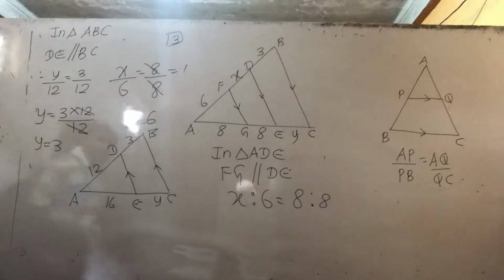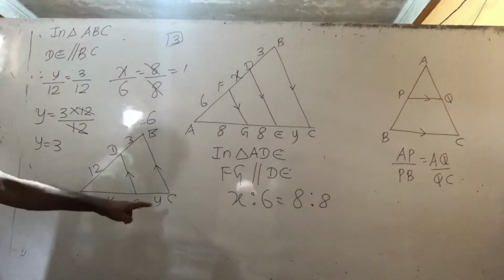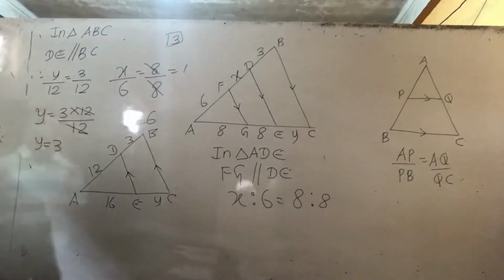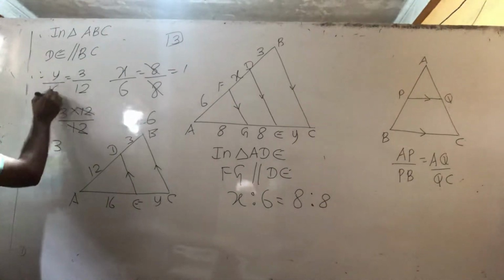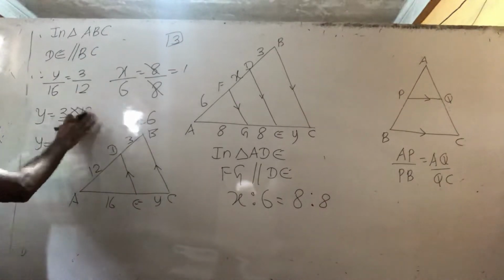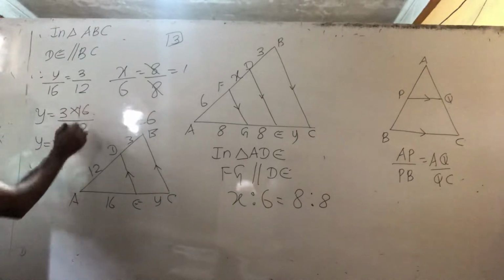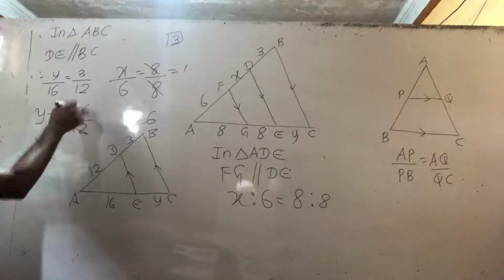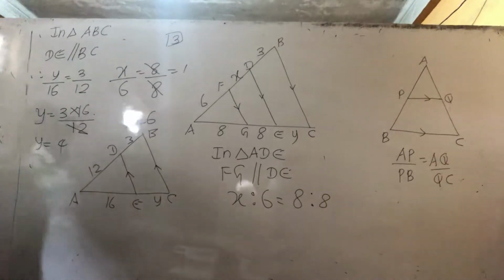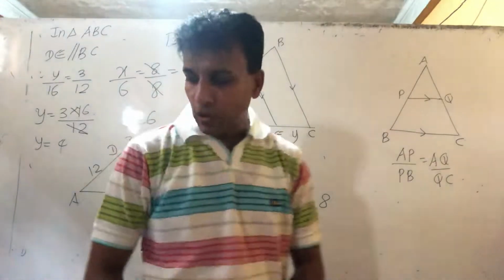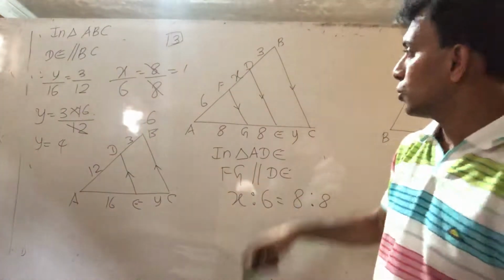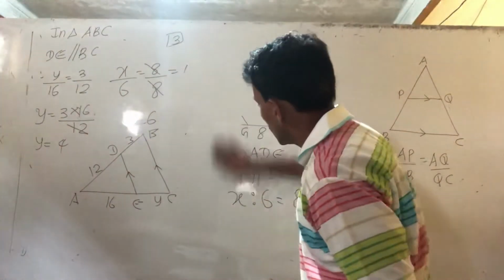Something I'm missing here. Check y over 16 equals 3 over 12. Multiply by 16 here, so cut by 4. 16 times 3 is 48, divided by 12 is 4. Y becomes 4, right? So work it out and check the answer with me. I explained in the earlier video how to apply the ratio theorem.